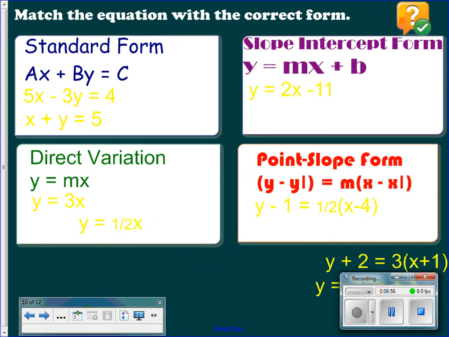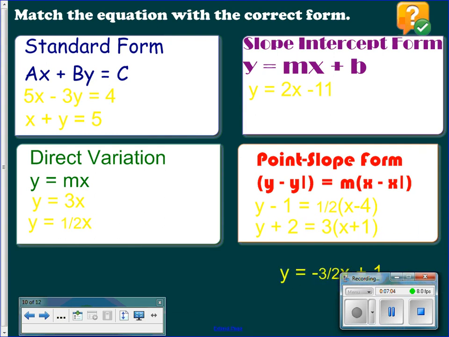Here's another direct variation, y equals 1/2 x. This is our second point slope one, y plus 2 equals 3 times x plus 1. And here's another slope-intercept, y equals negative 2/3 x plus 1.